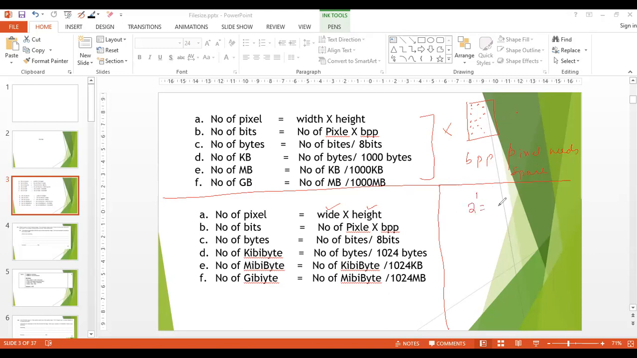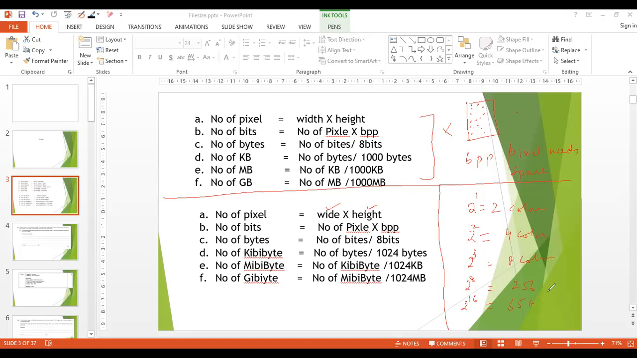then 2 power 1 equals 2, so 2 colors can be produced. Remember, if we assign 1 bit to a pixel, it can produce 2 colors. If we assign 2 bits to a pixel, we need to calculate the number of colors: 2 power 2 is 4 colors. If we assign 3 bits to a pixel, it can produce 8 colors. If we assign 8 bits to a pixel, it would be 256 colors. And if we assign 16 bits to a pixel, it will produce 65,000 colors.